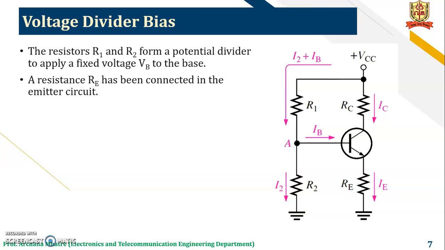Now voltage divider bias. So this is the diagram for the voltage divider biasing technique. The resistors R1 and R2 form a potential divider to apply a fixed voltage VB to the base. A resistance RE has been connected in the emitter circuit.